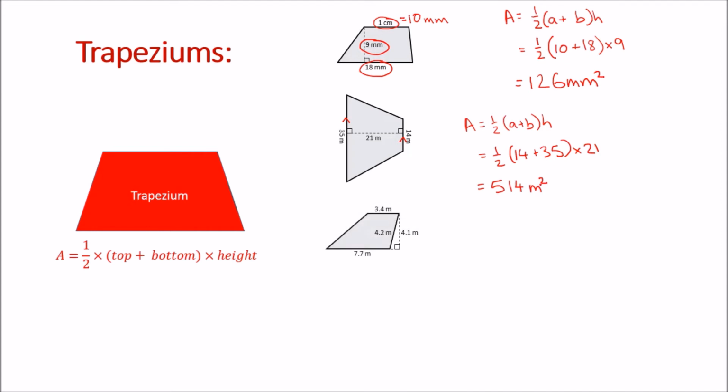Here's our next example. So here we've been given 4 measurements, and obviously we only need to use 3. We just need top, bottom, and height. So we can see that the top and the bottom are there and there. Which one of these is the height? So hopefully what you're looking at is this relationship here, this perpendicular relationship, and that tells you that we want to use 4.1 as the height and not 4.2.